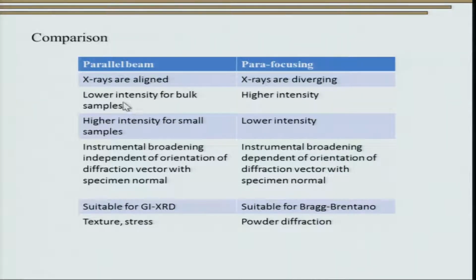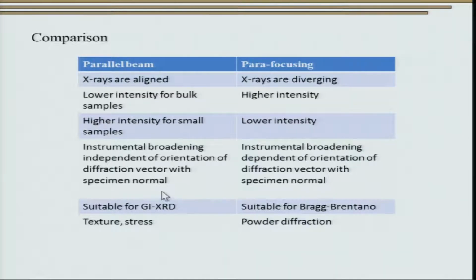The parallel beam geometry gives lower intensity for bulk samples, and that is why we do not use it regularly, while for normal bulk and powder samples we use the normal parafocusing geometry, which gives higher intensity. However, whenever we come to smaller samples or thin film samples, we use a parallel beam geometry, because parafocusing geometry gives us a lower intensity. Now, another important thing is that the instrumental broadening is independent of orientation of diffraction vector with specimen normal.